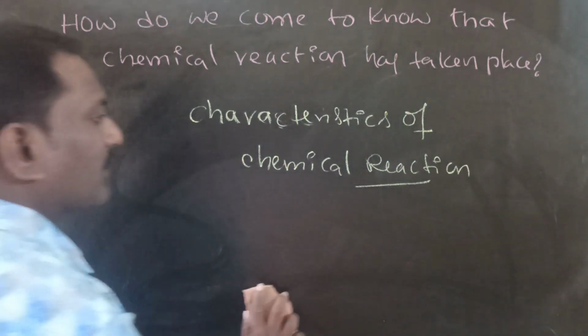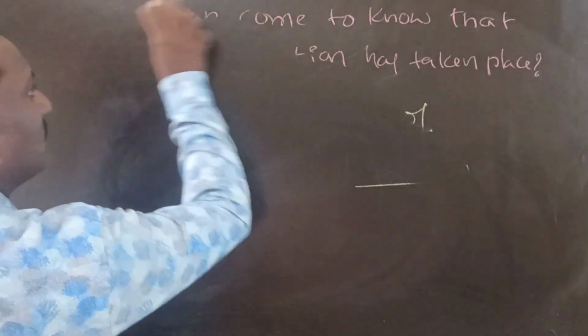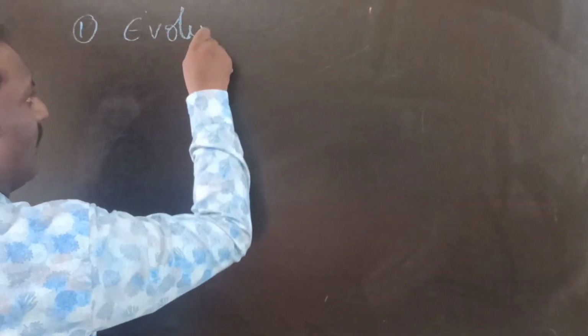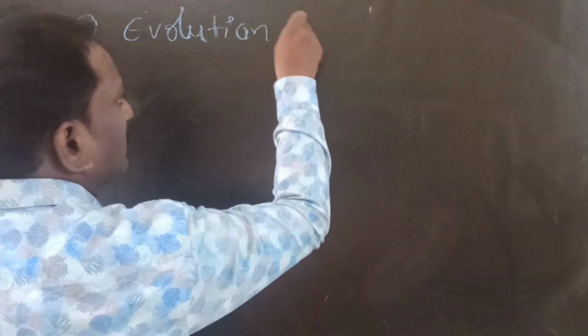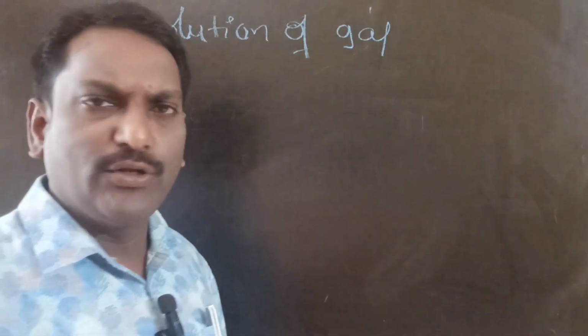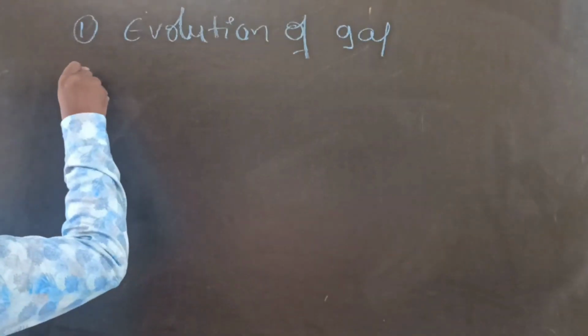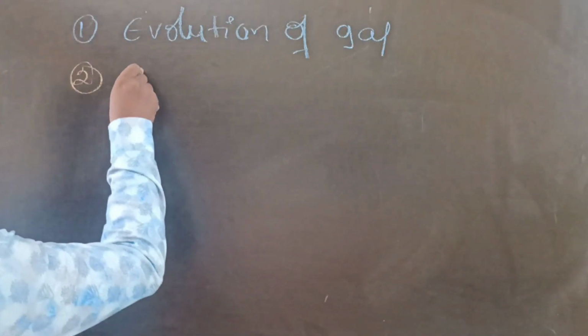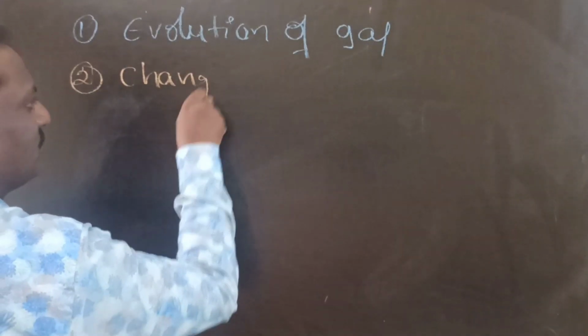Now let us talk about the characteristics of chemical reactions one by one. Let me write first of all how many characteristics of chemical reactions there are. Write down characteristics of chemical reaction. First one is evolution of gas. Some chemical reactions are characterized by evolution of gas. Second one is change in color.